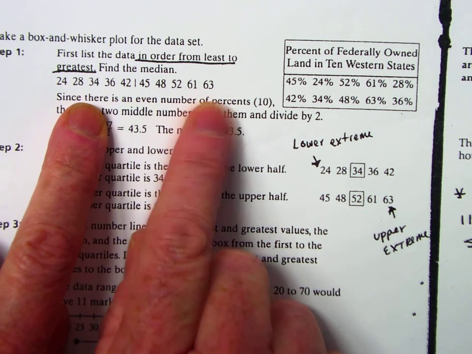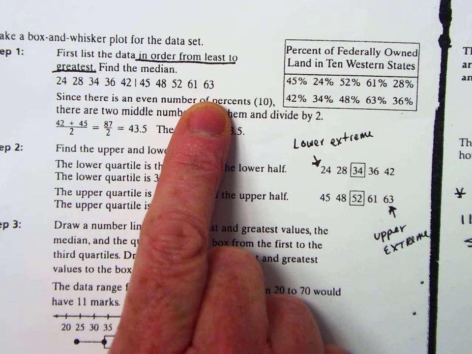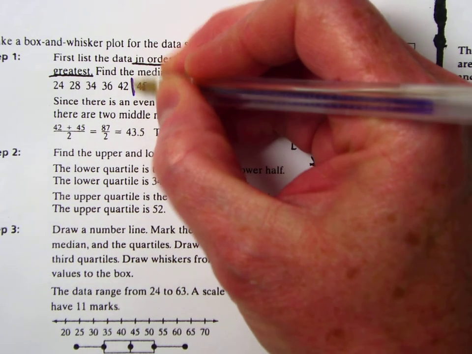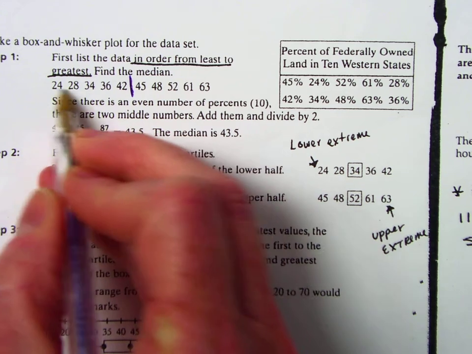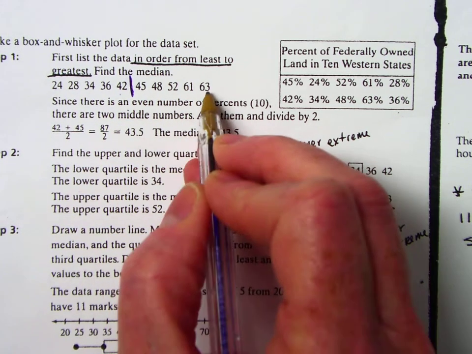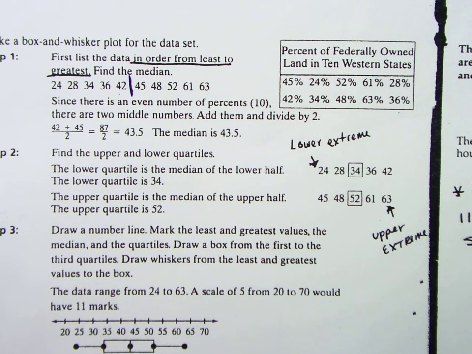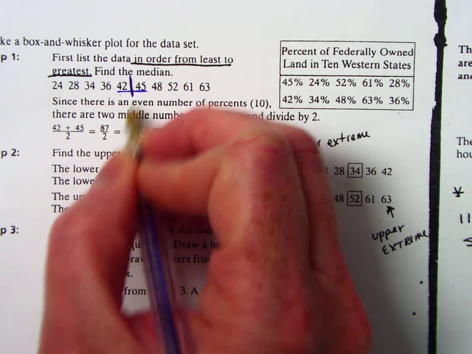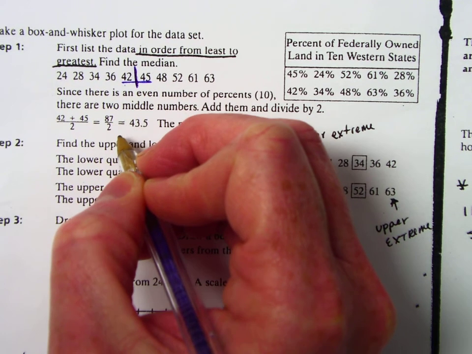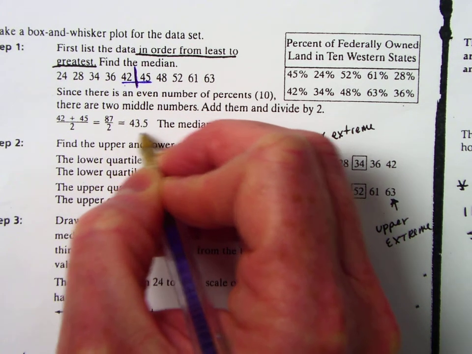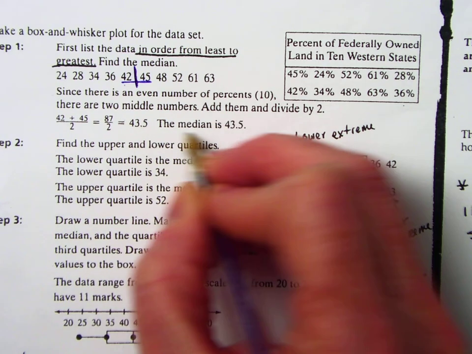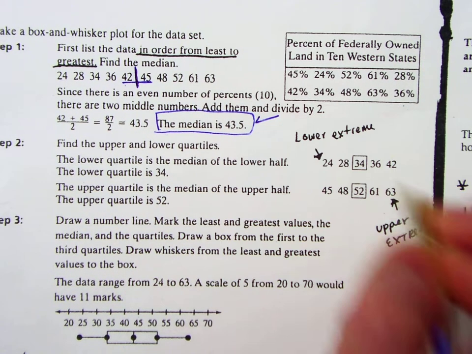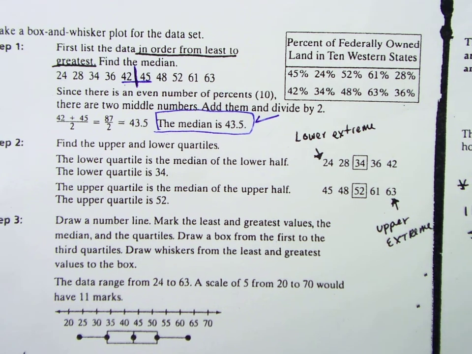And since I had 10 things here, I'm going to find the middle, which will be right here between the 42 and the 45. I've got 5 pieces on the left and 5 pieces on the right. I will add these 2 pieces together and then divide by 2. And you can see it here, 87 divided by 2 is going to equal 43.5. That is the median. That is a piece of information we will use when we go to draw our box and whisker.